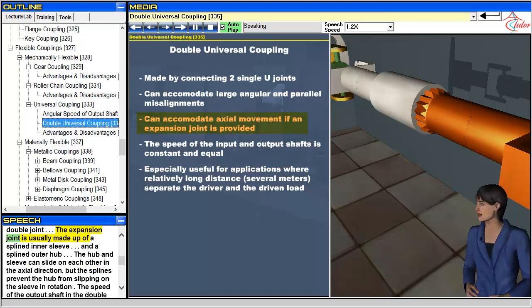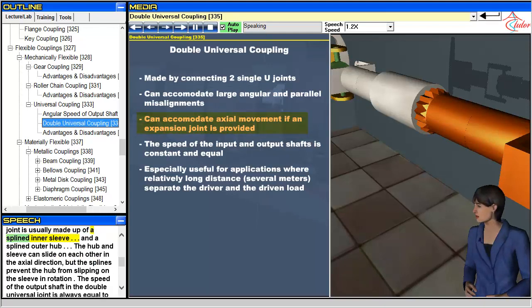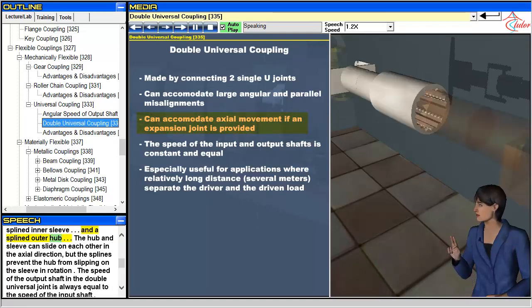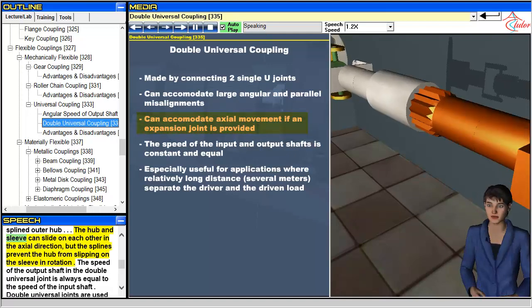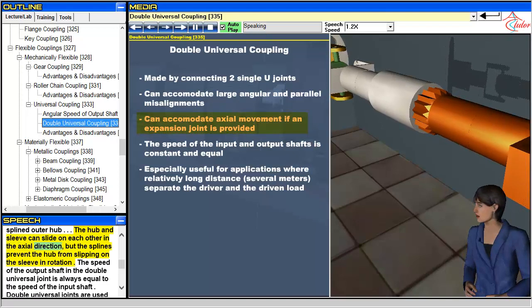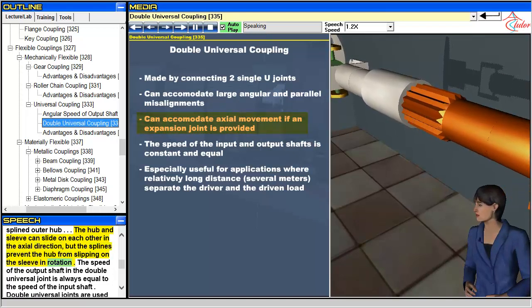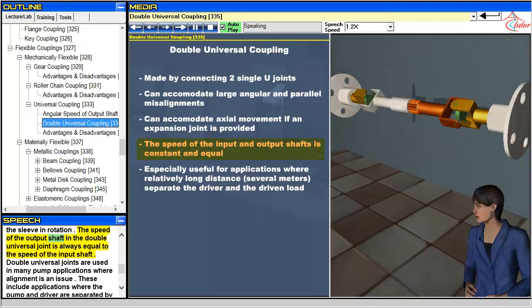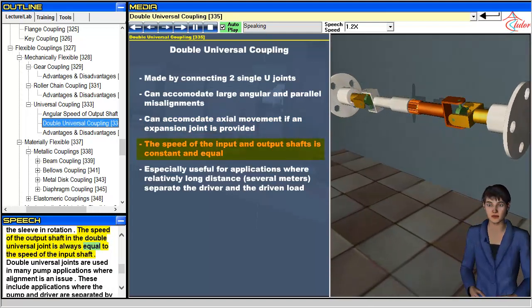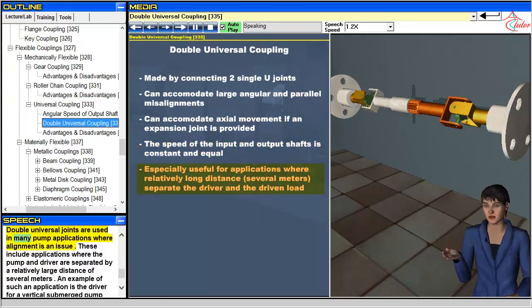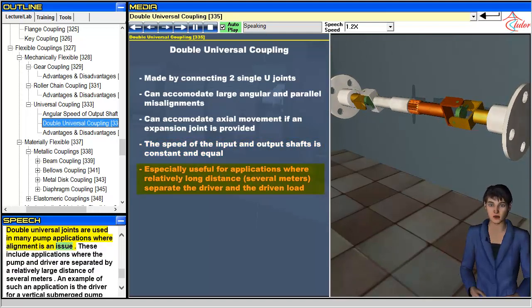The expansion joint is usually made up of a splined inner sleeve and a splined outer hub. The hub and sleeve can slide on each other in the axial direction, but the splines prevent the hub from slipping on the sleeve in rotation. The speed of the output shaft in the double universal joint is always equal to the speed of the input shaft. Double universal joints are used in many pump applications where alignment is an issue.